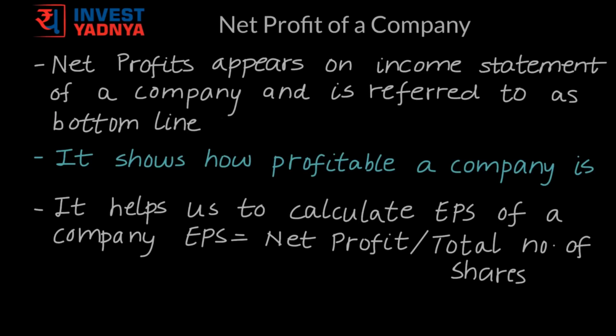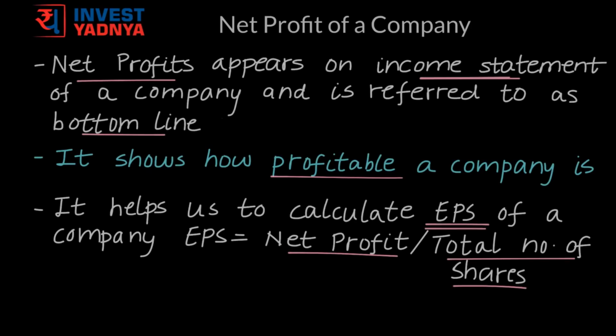Net profit appears on the income statement of the company, and as it comes at the bottom of this income statement, net profit is also known as bottom line. Net profits show you how profitable a company is. And so a company which consistently gives rising profits is a good bet for investment. Net profit is used to calculate earnings per share. Earnings per share of a company is net profit divided by total number of shares. Like any other accounting figure, net profit can also be manipulated, and hence one should look at how it has been calculated before picking a stock for investment.